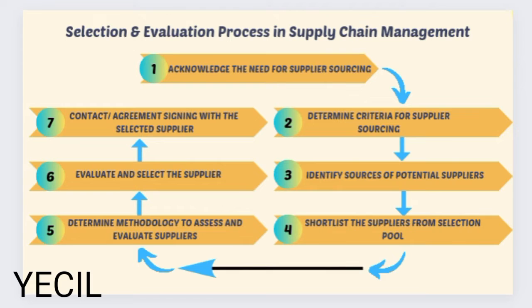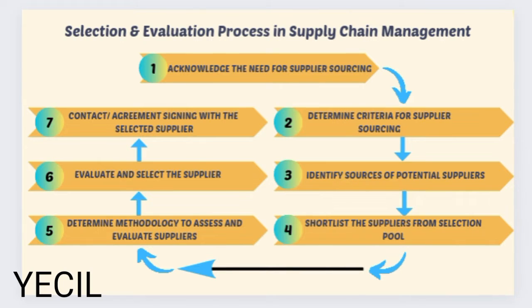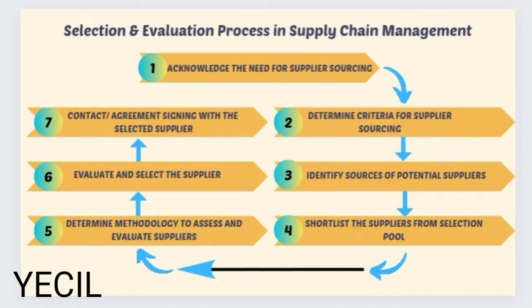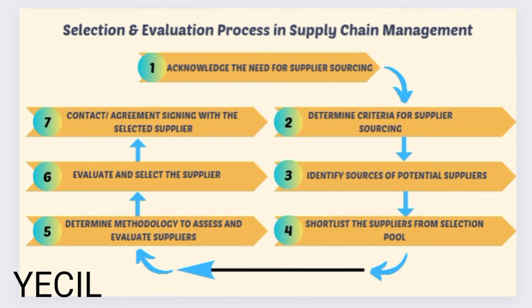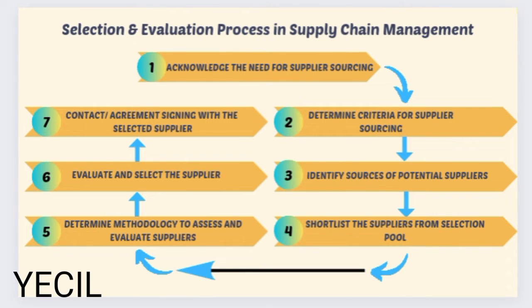So, here is the selection and evaluation process in supply chain management. It is the process of searching for potential suppliers who will be able to deliver the products, materials, and services required by companies.